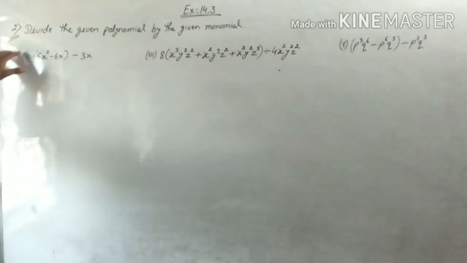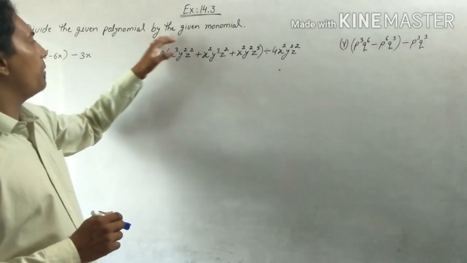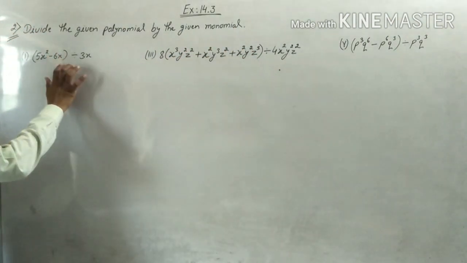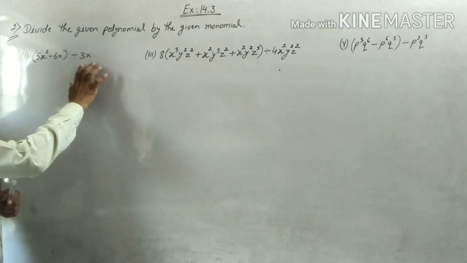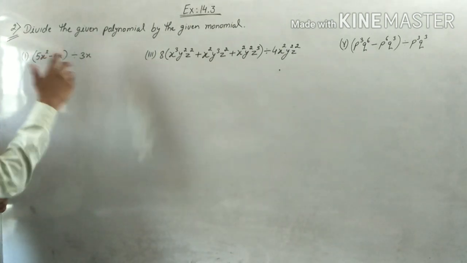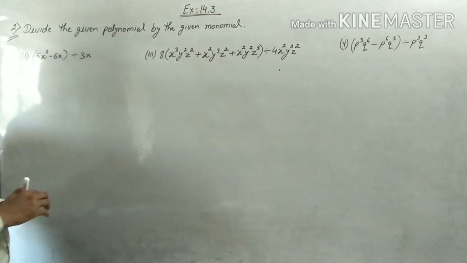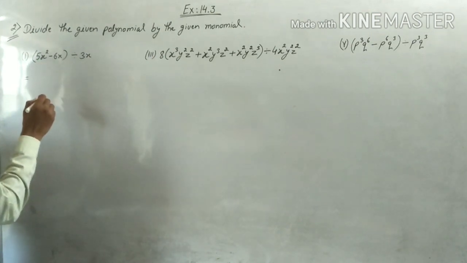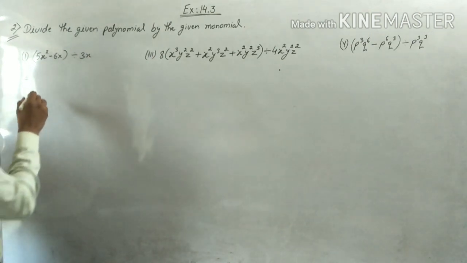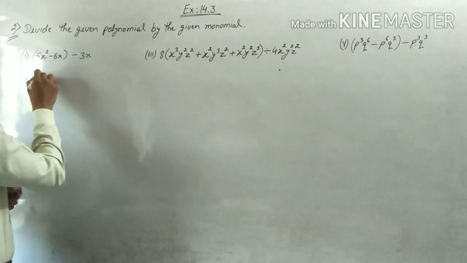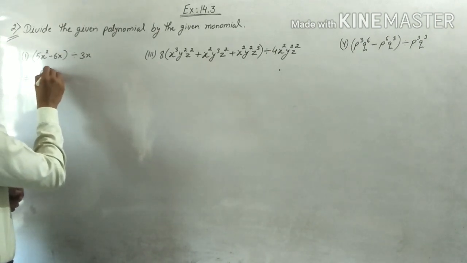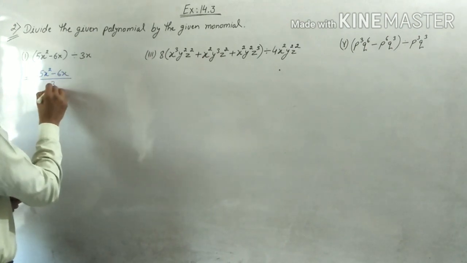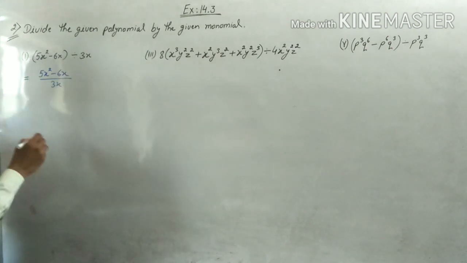Question number 2. Divide the given polynomial by a given monomial. See, we have been given a polynomial which should be divided by a monomial. We already know that a polynomial has many terms and a monomial has a single term. So first of all, students, we need to write this expression in the numerator and the denominator format. So let's just write 5x squared minus 6x upon 3x.